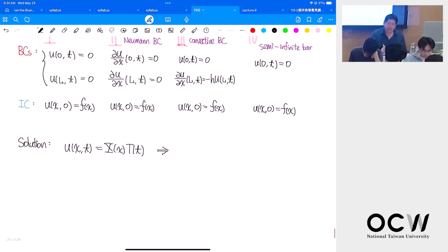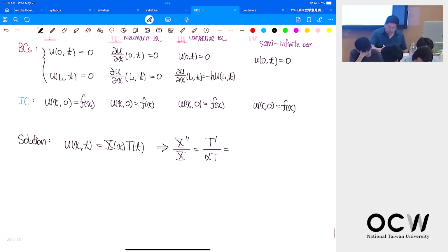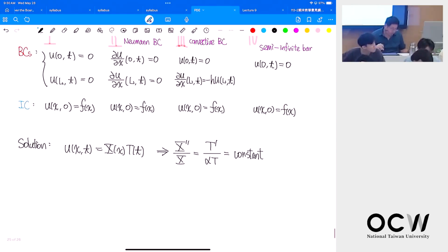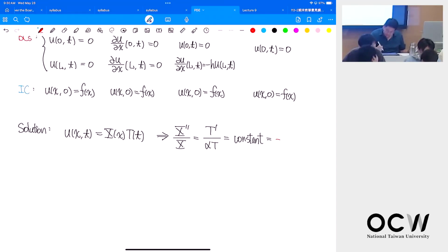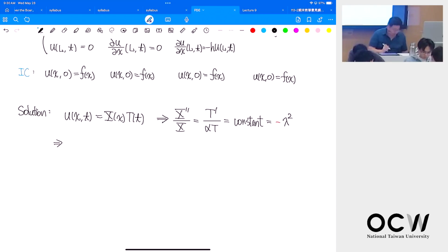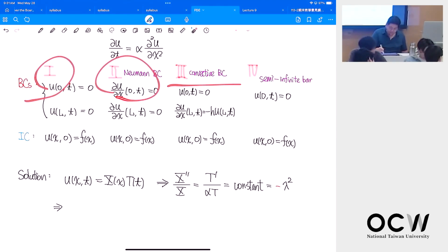And if you bring the solution back to your partial differential equation, you get the derivative of x on one side and the temperature on the other side. They should be equal. They are equal unless they are constant. It's also called the separable constant. And conventionally, we assign this constant as minus lambda squared. So no matter which boundaries we have, they are the same.